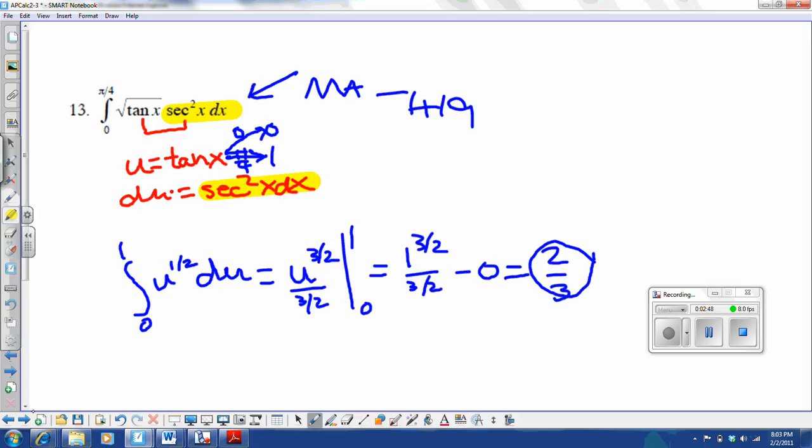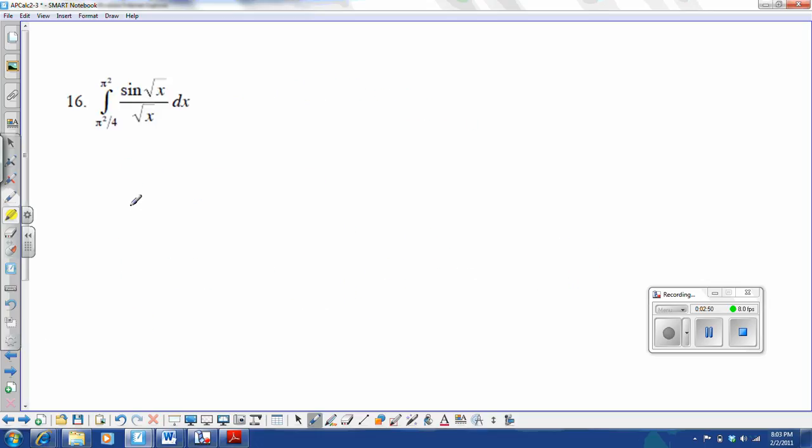Okay, let's try another problem here. Number 16. So number 16, I've got sine of square root of x divided by square root of x. I don't really like having a sine of a function here. I'd like to have sine of just regular x. So let's let u equal the square root of x, or x to the 1/2 power. Let's see if that helps us.